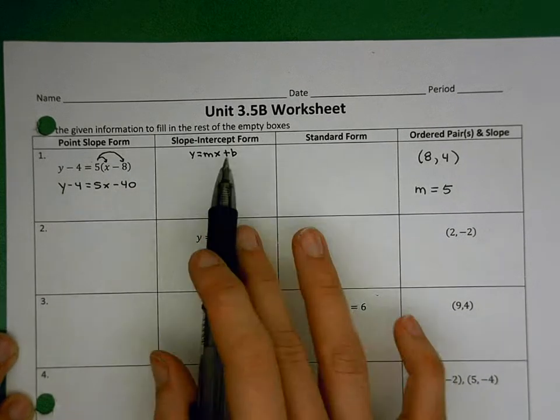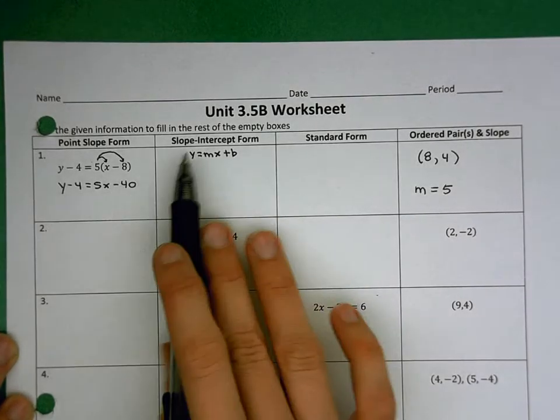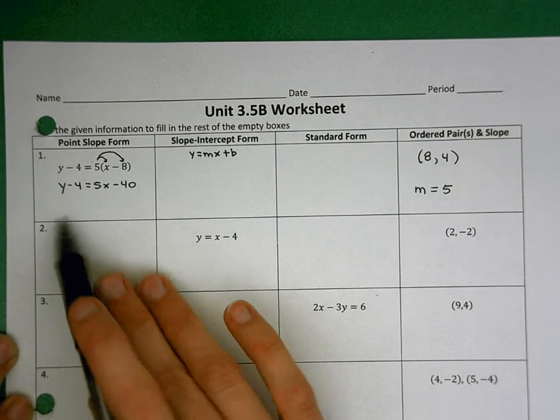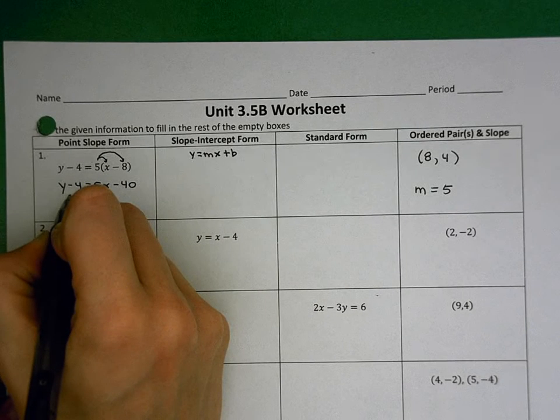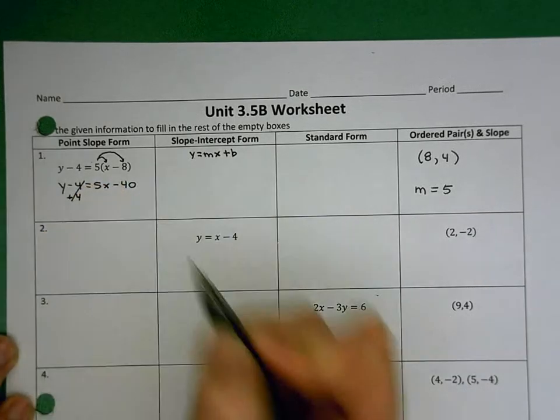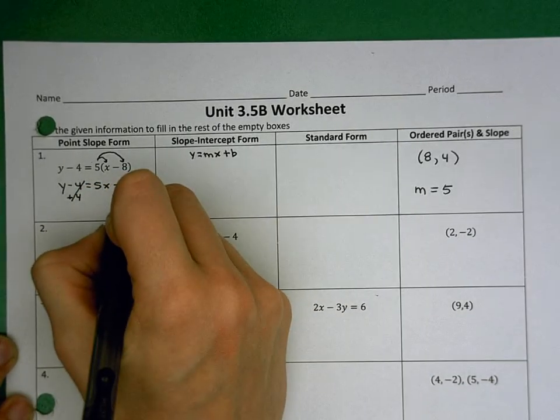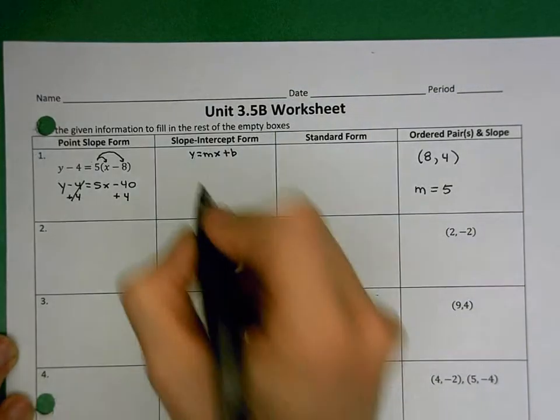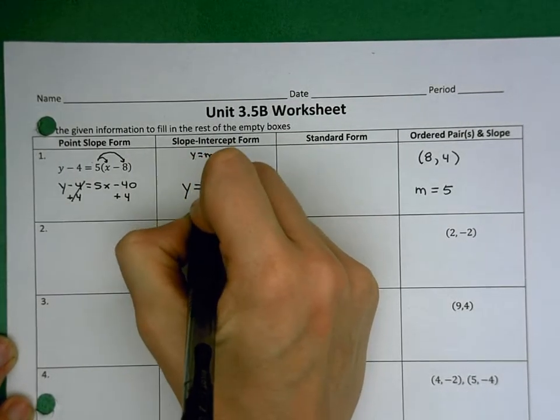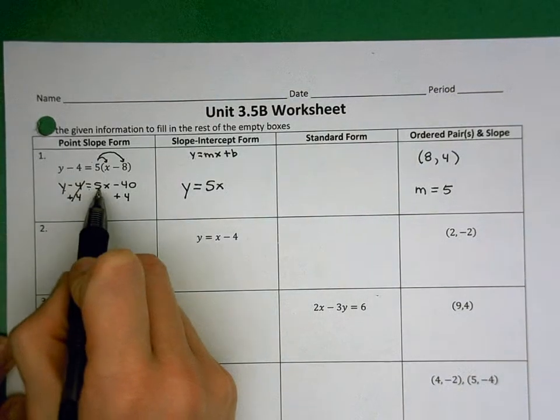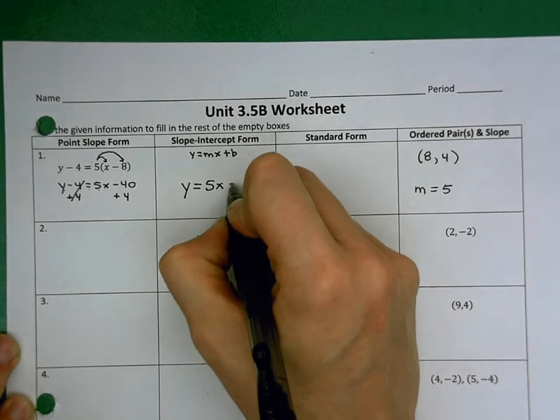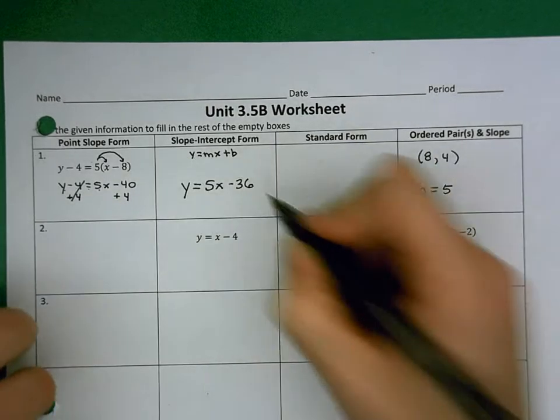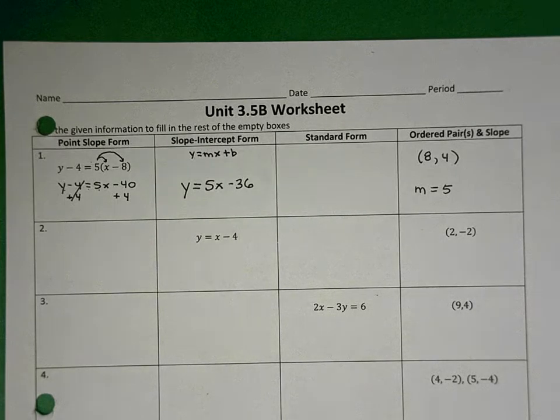Okay, and then looking at slope-intercept form, the other thing we take note of, comparing the two, is that while point-slope has a number with the y over here, slope-intercept does not. And so I need to somehow get rid of this minus 4, and so to undo minus 4, you're going to add 4, and add that 4 over here. And so then we'll get y equals 5x, and negative 40 plus 4 is negative 36. Okay, so it's turning it from point-slope into slope-intercept.